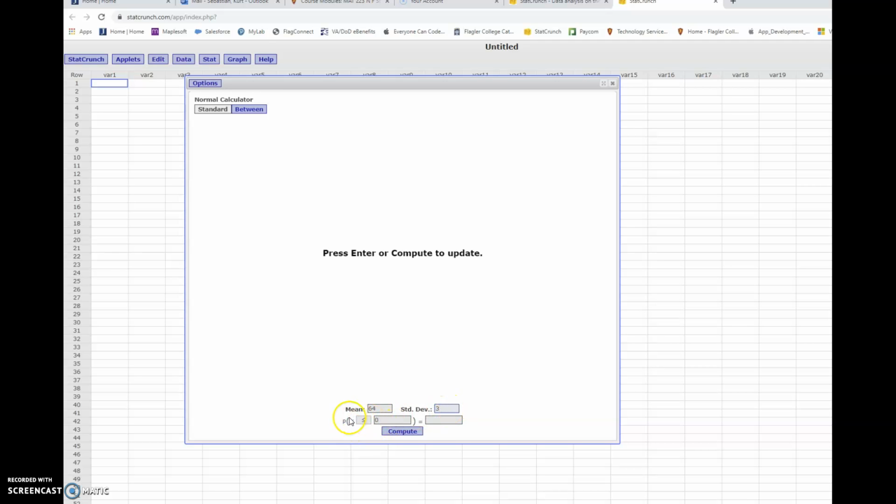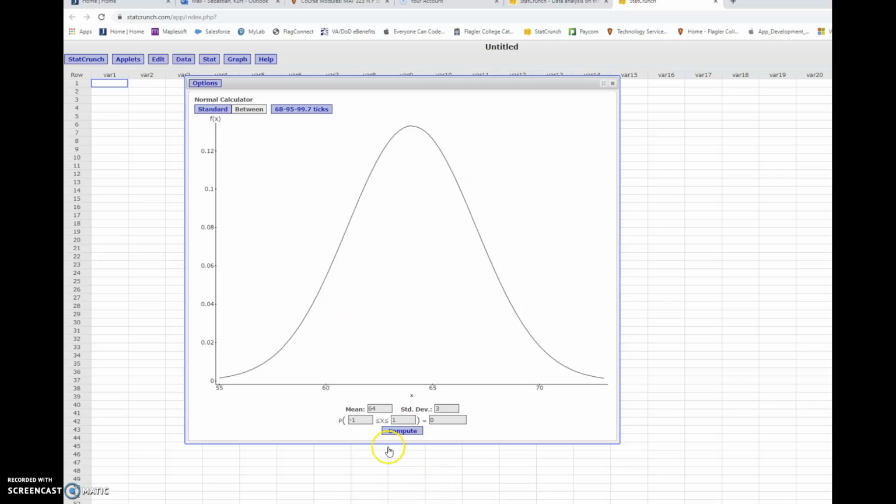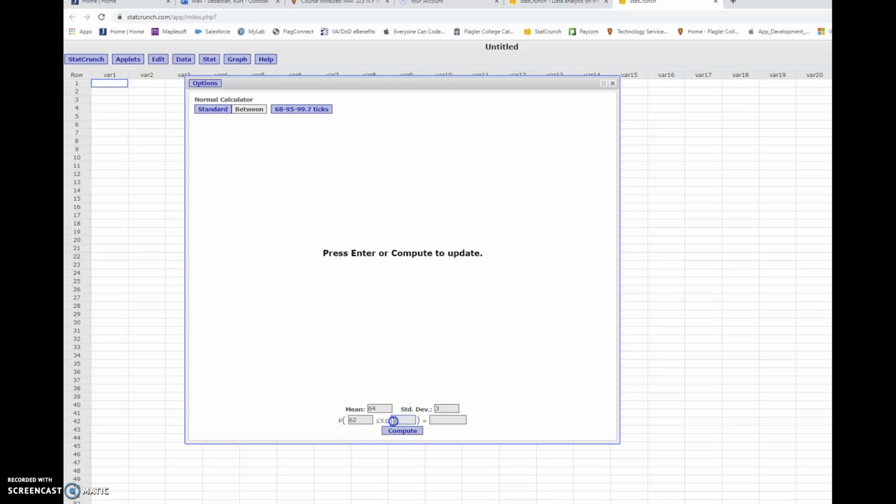And we want to, notice I don't have a way to put anything on the other side of x here. So I have to go up and I have to click this Between button. And now I can put things on both sides of x. So I want x to be between 62 and 67. So I'm putting those both in. And when I hit Compute, the probability will show up right in this box. So I'm going to hit Compute.